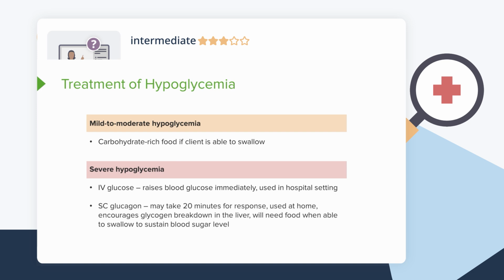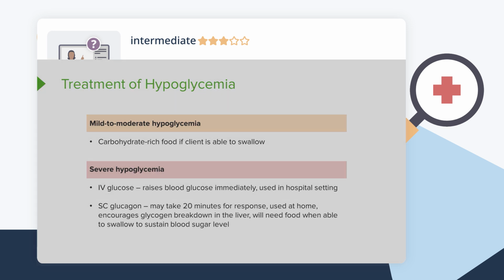Now, sub-Q glucagon, hey, that sounds familiar. Glucagon, that's like that hormone in my pancreas that raises my blood sugar. Exactly. Now this sub-Q takes about 20 minutes for a response. You can use it at home and it encourages the glycogen breakdown in the liver. Now you're going to need food when you can swallow, when that blood sugar starts to raise up, to keep that blood sugar normal and stable, but it'll take about 20 minutes for that sub-Q glucagon to kick in.